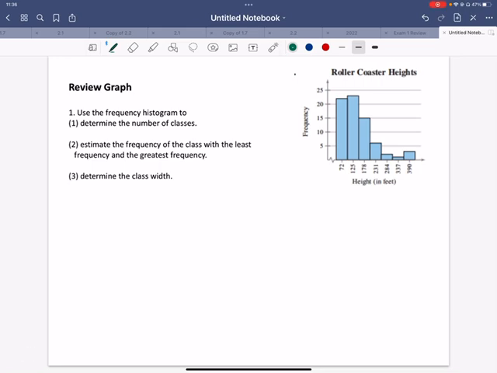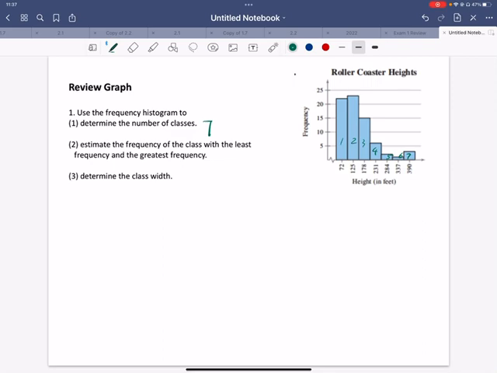Just created on a separate sheet. All right, use the frequency to see the number of classes. We count the bars, right? 1, 2, 3, 4, 5, 6, 7. We have 7 bars. We have 7 classes. Estimate the frequency of the class with least frequency and greatest frequency.